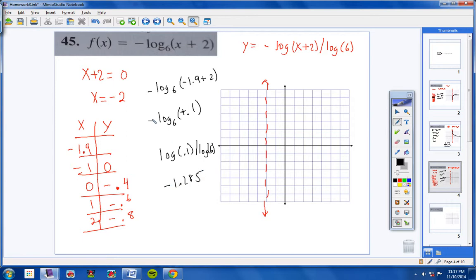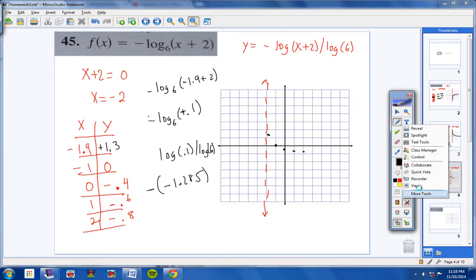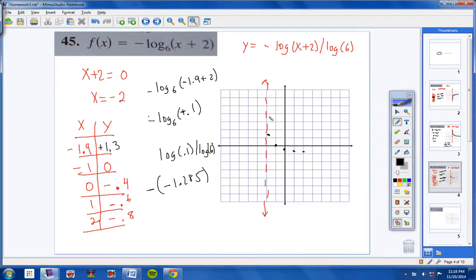You will get negative 1.285. However, there's a negative sign right here, so it'll be positive 1.3. So negative 1.9 would be positive 1.3, about right here. And then negative 1 is 0. 0 is at negative 0.4. 1 is at negative 0.6. And then down here. So here's the graph. Pretty simple.